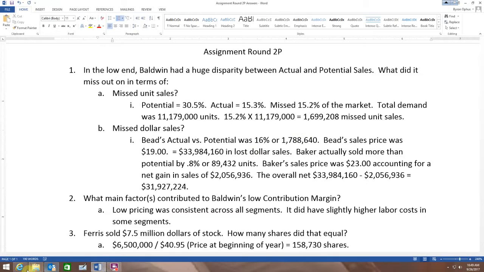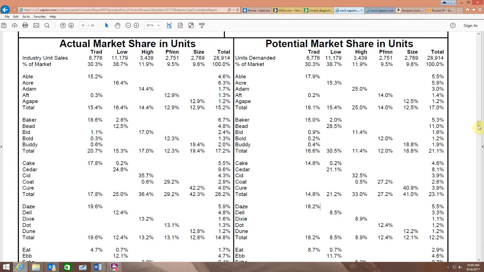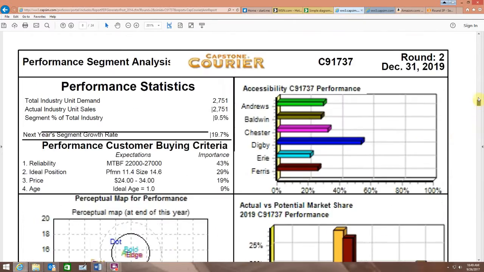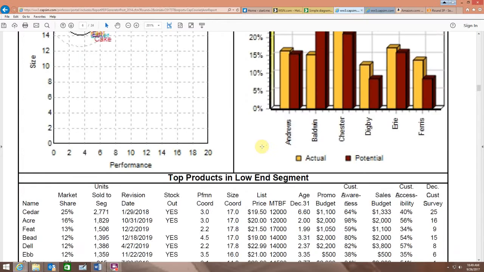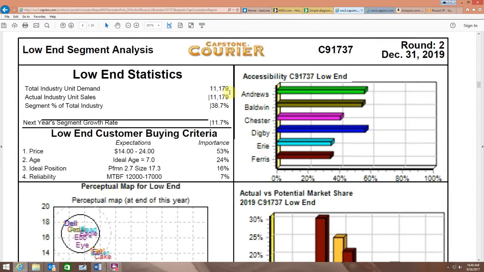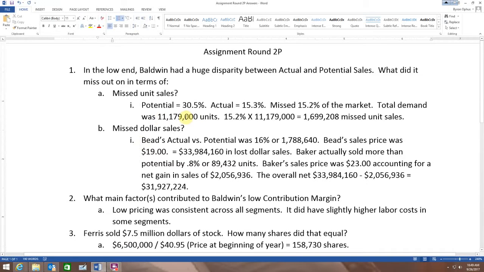Then we go back and we look at the total demand. And to do that, we've got to jump up to the low end. Our total unit demand was 11,179,000 units, and I represented it this way. I added the 3 zeros. You didn't necessarily have to. If you just did the 11,179, that'd be fine. So I missed out on 15.2% of the market, and the market was 11 million.